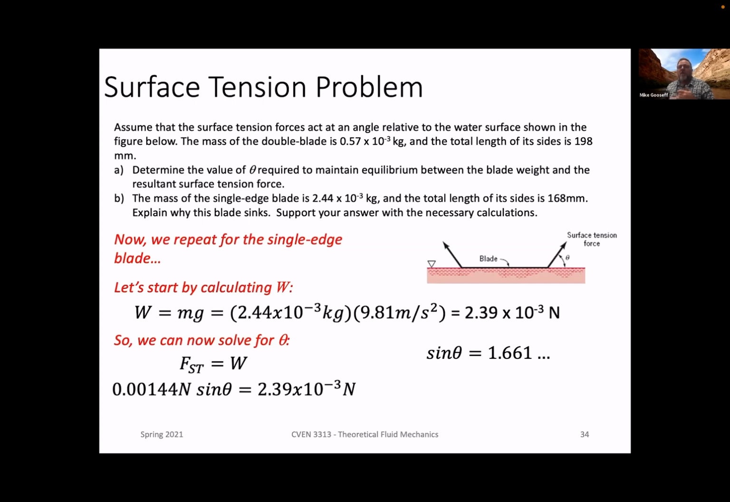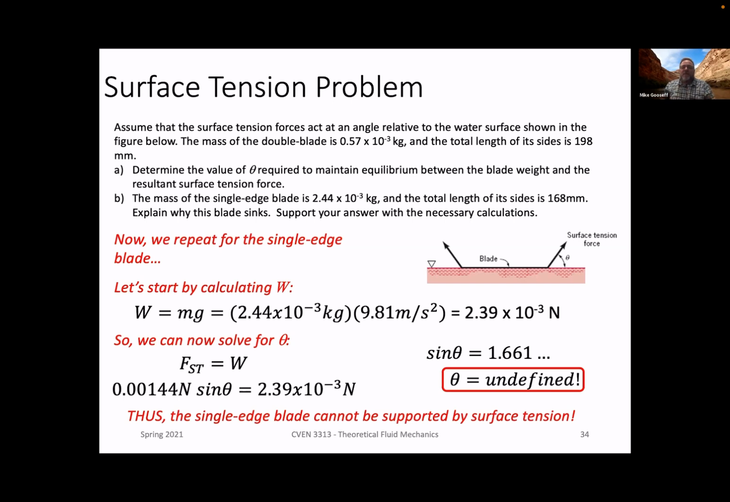So part of the reason that this fails, or that we can't hold up the single-edged razor blade with both its smaller perimeter, in this case 168 millimeters instead of 198, which means the surface tension force will go down, and its greater mass, is because that theta value will have to be greater than 90, and that is basically undefined for this particular setup, okay? So in this case, theta being undefined tells us the single-edge blade cannot be supported by surface tension, all right?